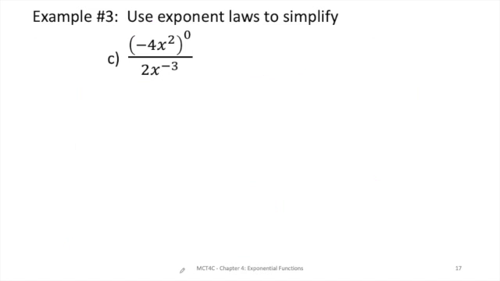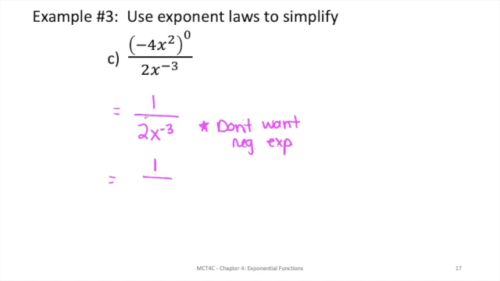Another example, use exponent laws to simplify. So -4x squared all to the exponent 0, all divided by 2x to the -3. So when you do anything to the exponent 0, it is 1. And then you have 2x to the -3. However, when we are evaluating something like this, we do not want negative exponents. Okay, so you're not done simplifying until you have a positive exponent. So this is like writing, if you were to just look at this denominator, you would write it as 1 all over 2x to the +3, correct?